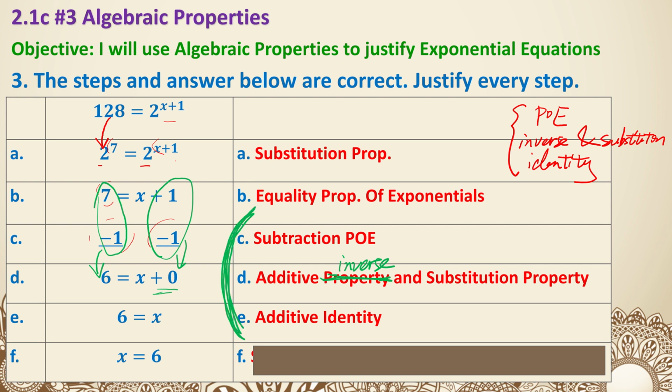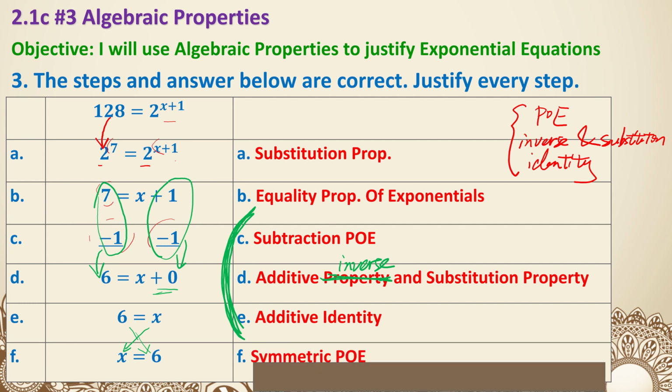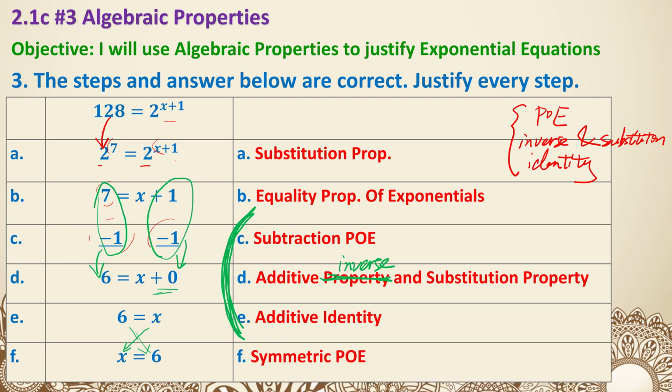Lastly, see the 6 went to the right side, the x came to the left side. So you're switching sides of an equation. So symmetric POE. And that's fairly quick. So the first 2 steps are pretty standard when you solve these exponential equations. You're substituting by rewriting the number with a new base, and then you're just getting rid of the base to conclude about the exponents. That is the equality property of exponentials. The rest are just like solving equations, the things that we have done in the previous lesson.